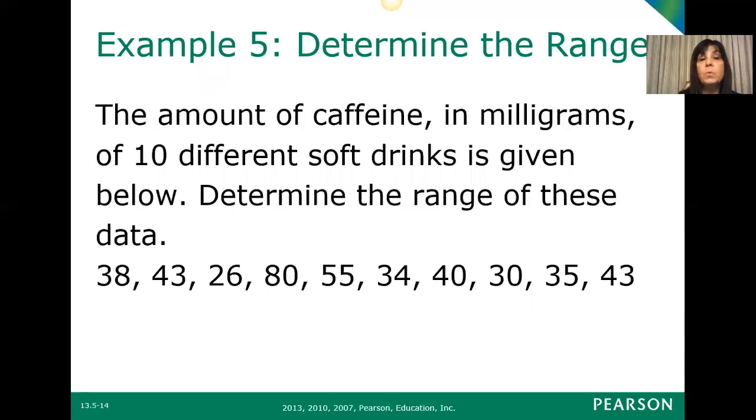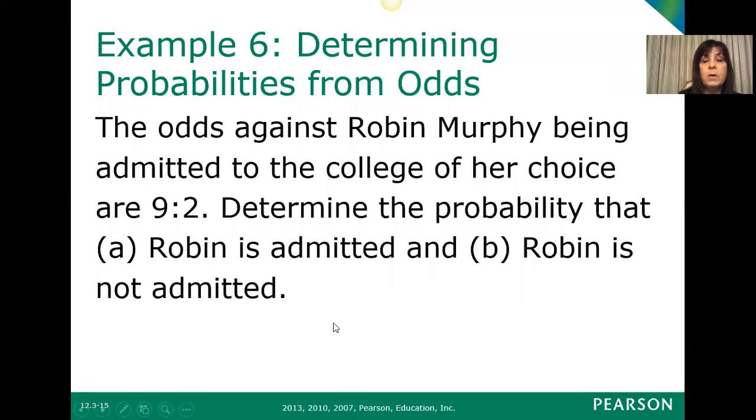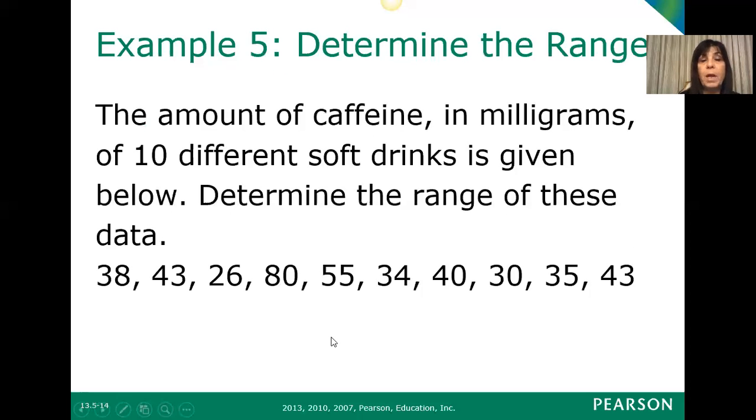So in this case, we will look at 10 different things. All we'll have to do is find the high and the low. So in this case, okay, we will just look at these numbers. The highest number here is an 80, and the lowest number here we see is a 26. So we will simply subtract 80 minus the 26, and that will give you a 54 for the range.